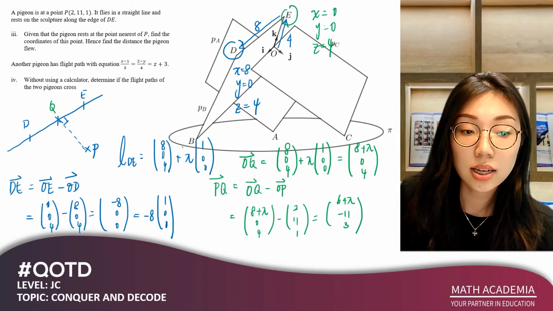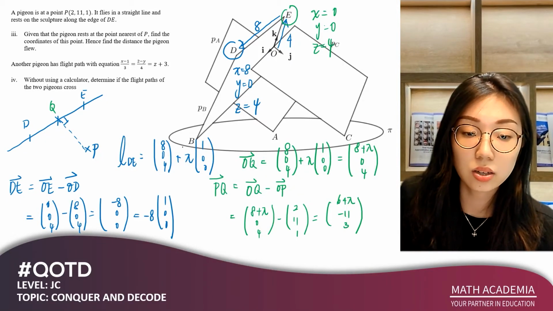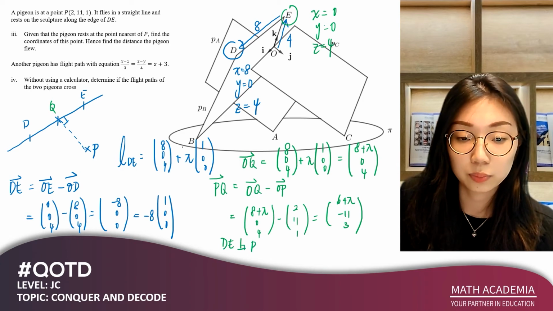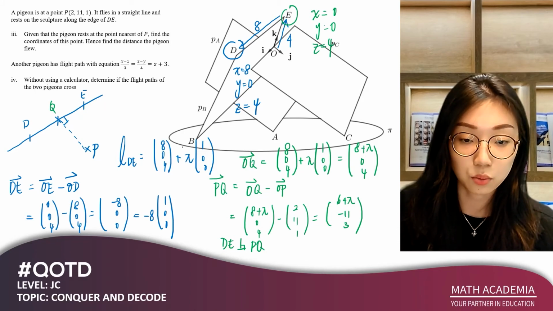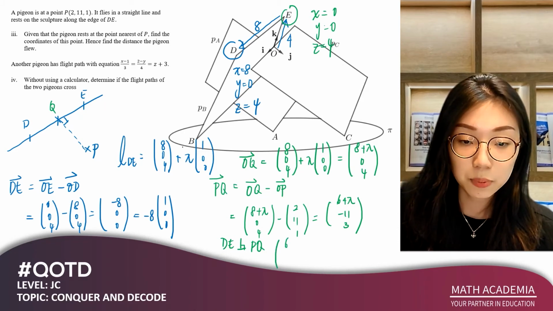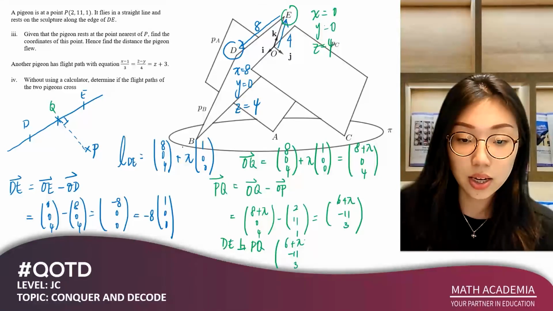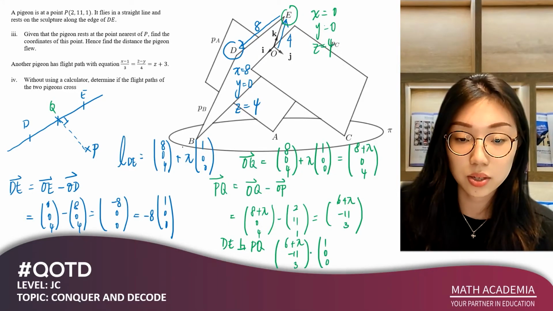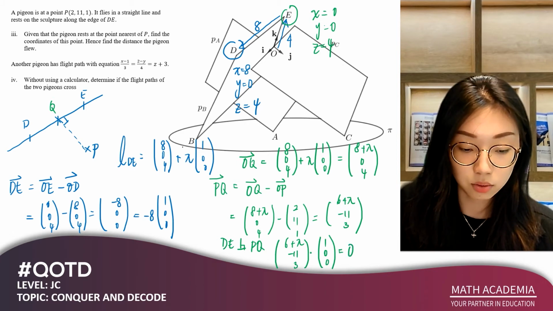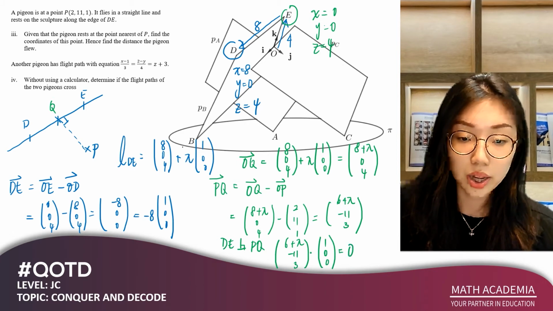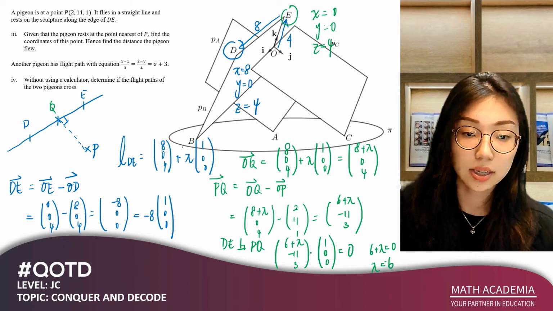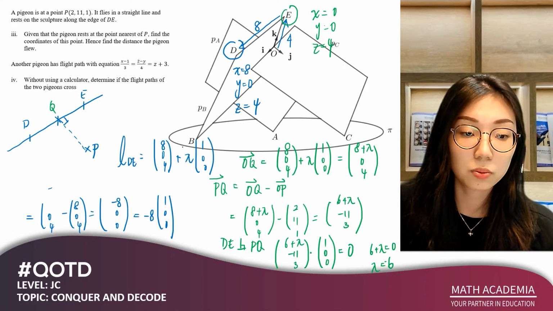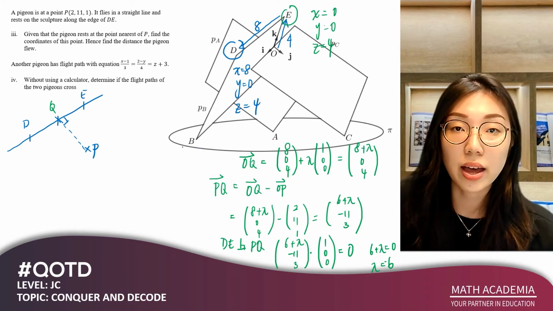And since DE is perpendicular to PQ, the dot product of DE and PQ should give me 0. So I should have (6 plus lambda, negative 11, 3) dot direction vector (1, 0, 0). This should give me 0. Okay, so from here I would derive that 6 plus lambda equals 0. Therefore, lambda equals negative 6. Alright, let me erase my previous working. So now I have found my value of lambda.